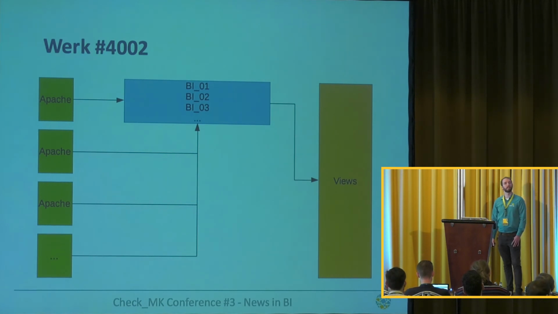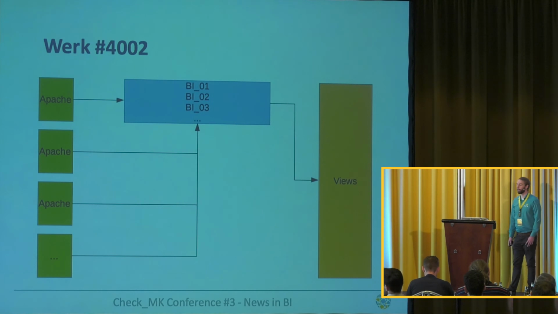So in views, you always have the possibility to group by things, right? And BIs also have a group, so possibly you could group it by BI group, and then you would have headlines. We would have to try that. That could be possible.